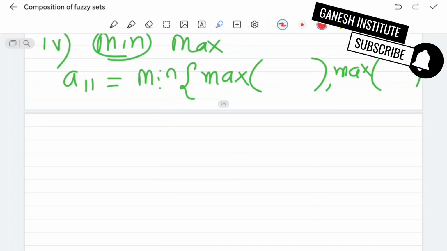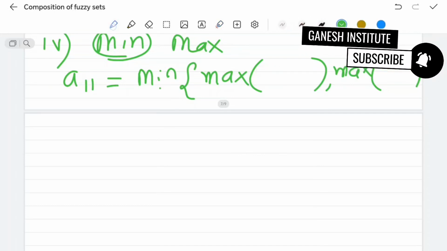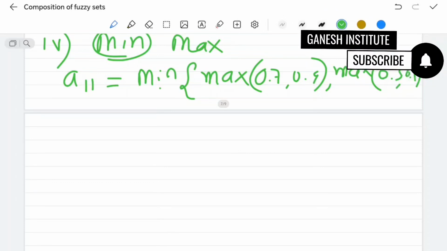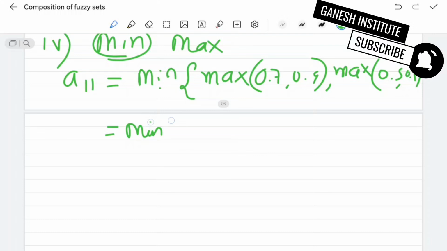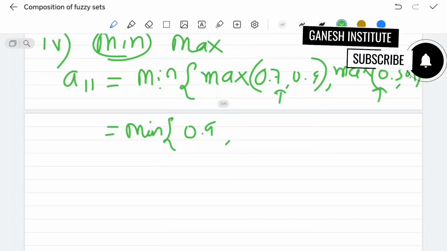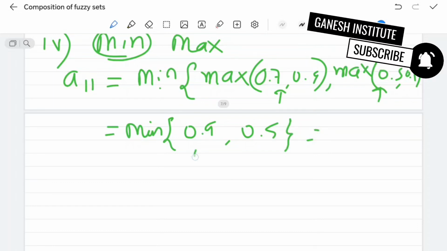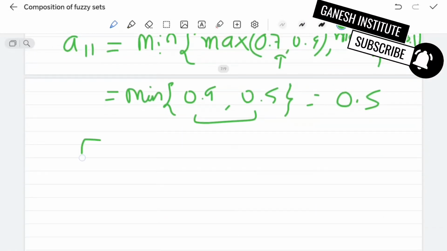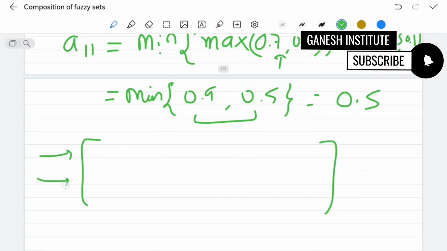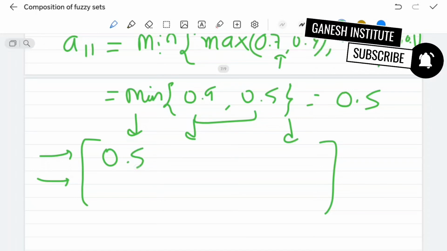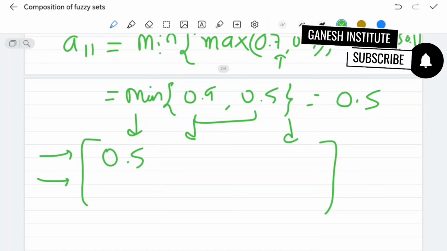So I'm writing here a maximum of 0.7, 0.9 and here 0.5 with 0.1. Now tell me, which one is maximum here? 0.9. Which one is maximum here? 0.5. What's the minima? 0.5. So my first element for this will be, because the composition will be having 2 rows, 3 columns, 0.5. Rest of the elements you can find on your own.